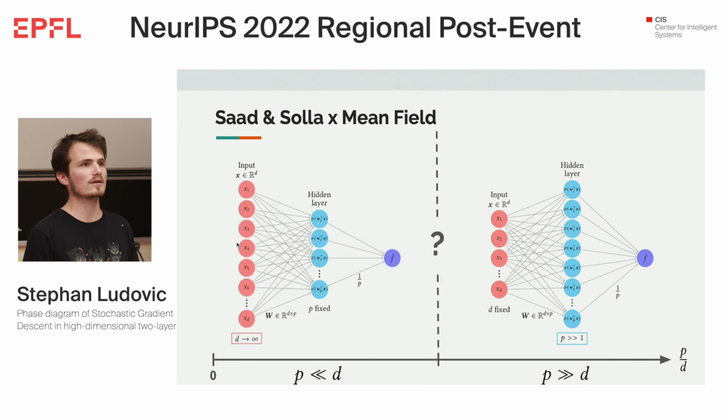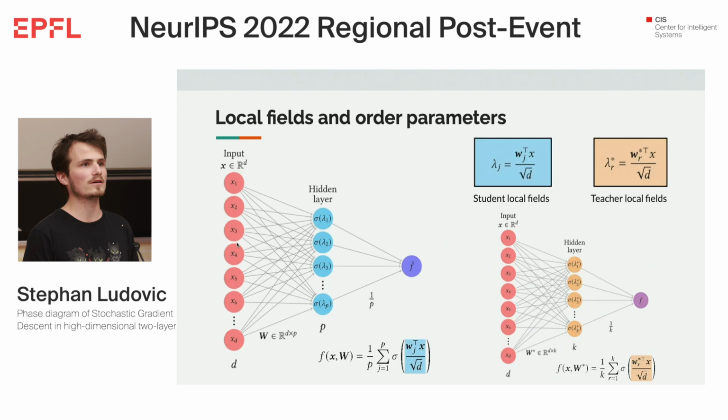And our goal here was to basically bridge the two approaches, between the settings P much larger than D and P much lower than D. And the main observation for that is that everything in this kind of network happens through what you would probably call pre-activations, and what the physicists usually call local fields, which are simply the scalar products between the weights of the teacher or the student and the data points.